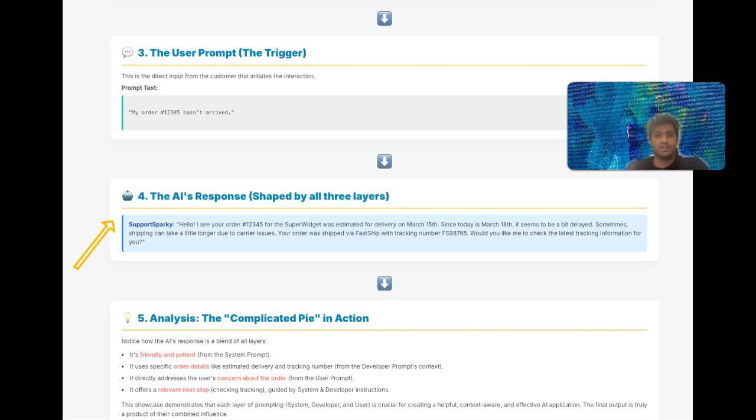And it offers relevant next steps given by the system and developer instructions. This is the complete pie in action, each layer contributing to a helpful and contextually aware output. This makes the abstract concept of prompt layers concrete.